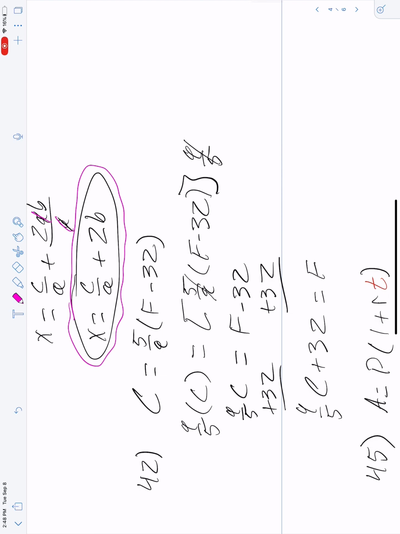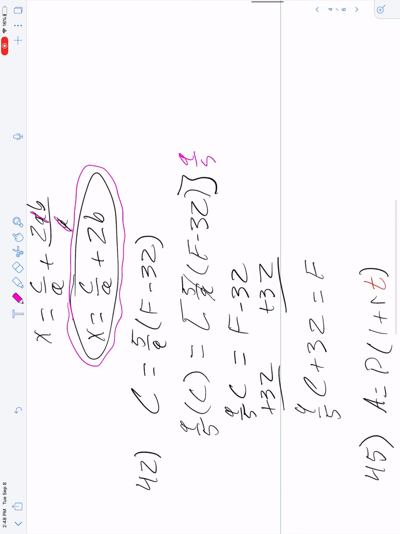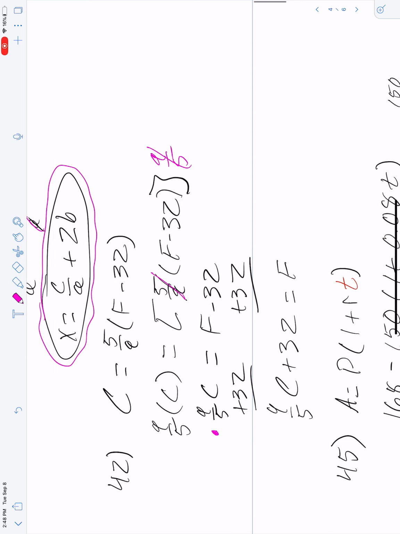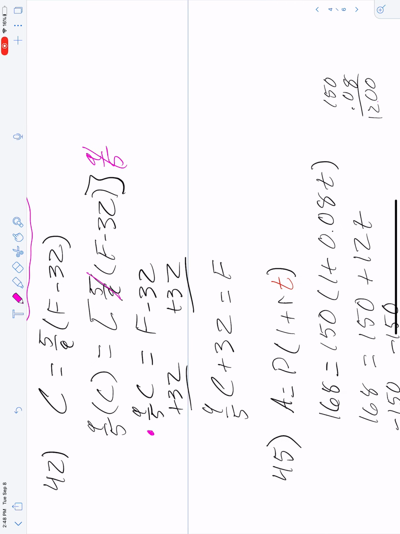42, they want me to isolate f, and I'm going to save myself time. Rather than distribute that 5/9, I'm going to multiply both sides. I'm going to erase it so you can see it a little bit more clearly. I'm going to multiply both sides by the reciprocal, by 9/5. This is going to allow me to cancel the 5/9 and the 9/5 and end up with 9/5 c on the left-hand side. Now, from there, I'm only one step away, adding 32 to both sides, where I end up with 9/5 c plus 32 equals f.